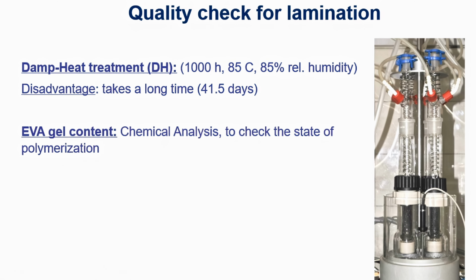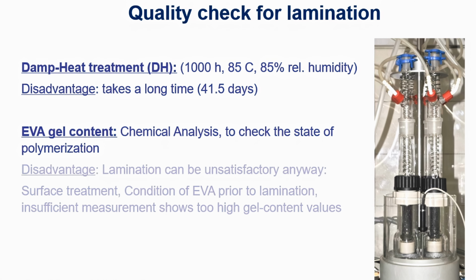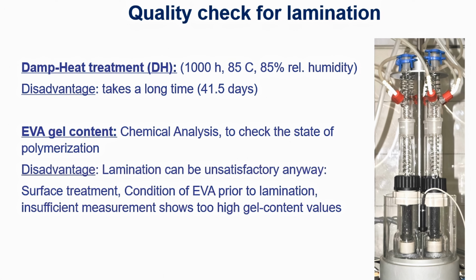What you can carry out is to check the condition of the polymerization of the EVA. So it's a chemical analysis. It could be unsatisfactory anyway, because the EVA prior to lamination could already be kind of laminated due to wrong storage temperatures, and then it appears to be well laminated, but actually the lamination could be of very bad quality. What you do is usually to check the gel content values. This we find out now.